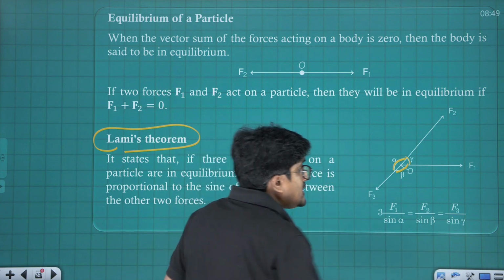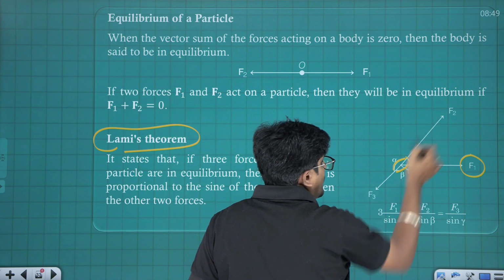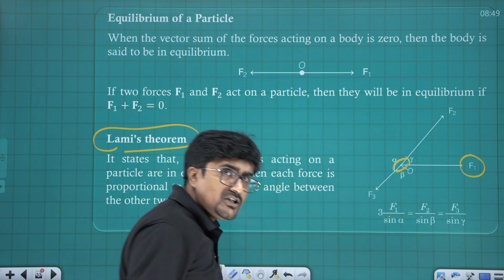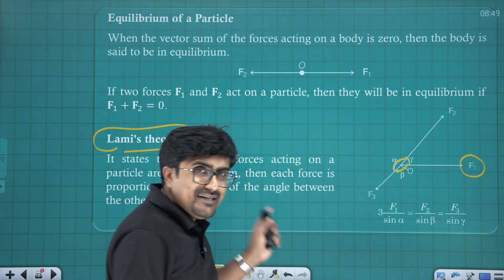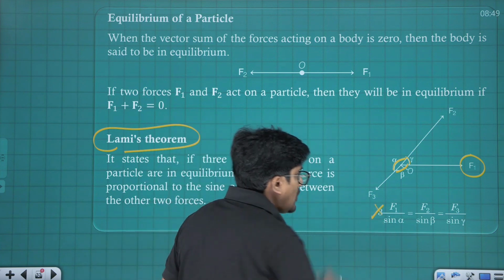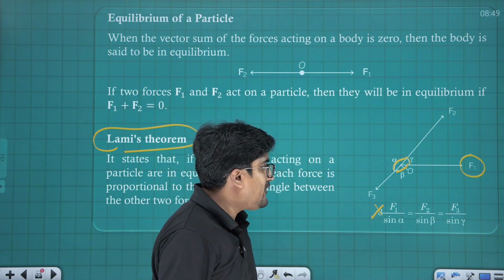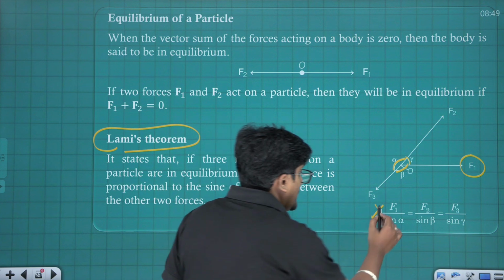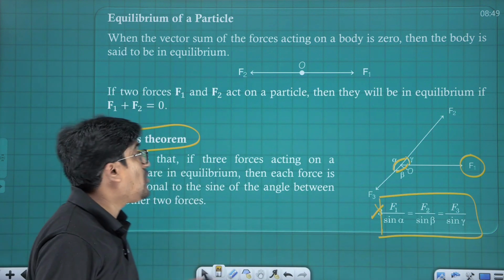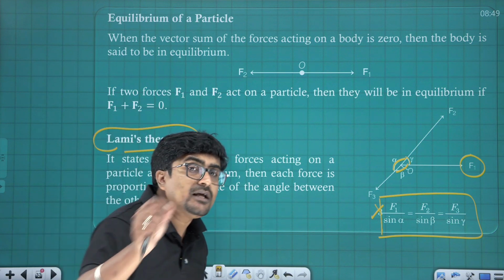One more easy thing I would like to tell you. Opposite of F1 is alpha, opposite of F2 is beta, and opposite of F3 is gamma. If that is the condition and the body is at equilibrium, then F1 upon sine alpha equals F2 upon sine beta equals F3 upon sine gamma. This is what we call Lami's theorem. So this was about equilibrium. Equilibrium condition means the net force experienced by the body will be 0.